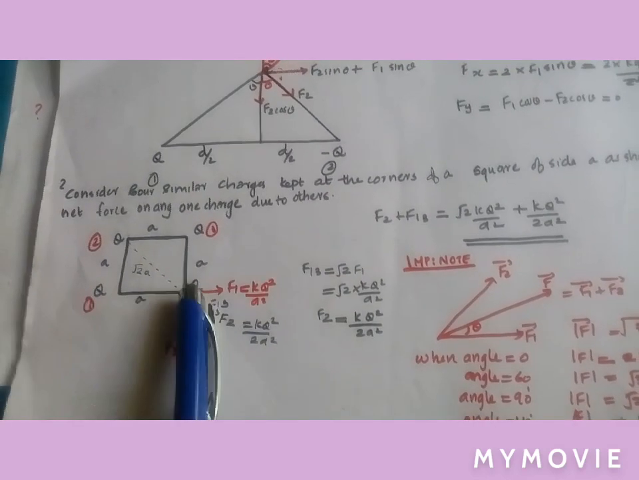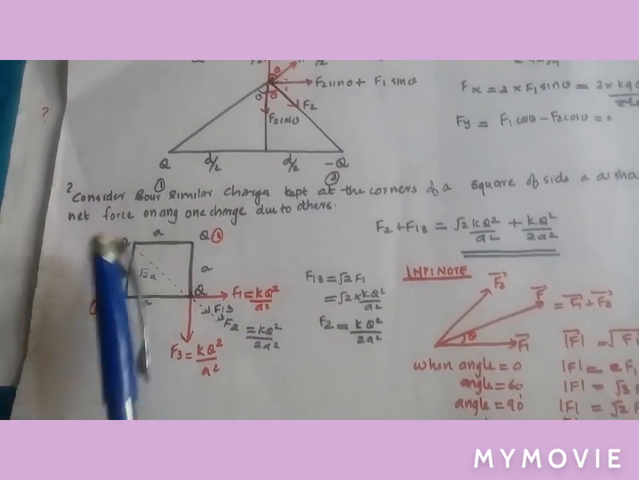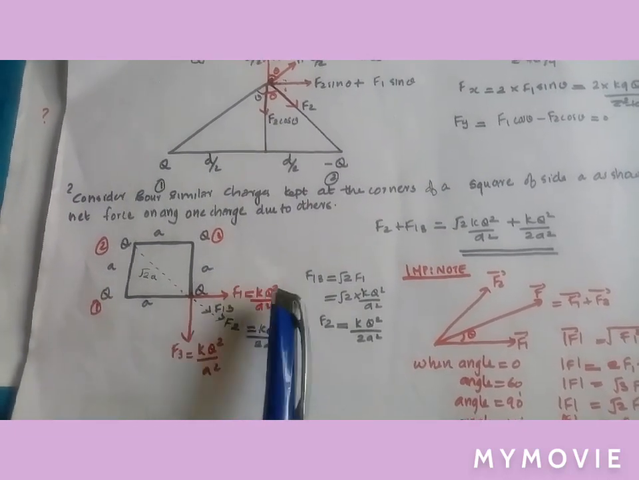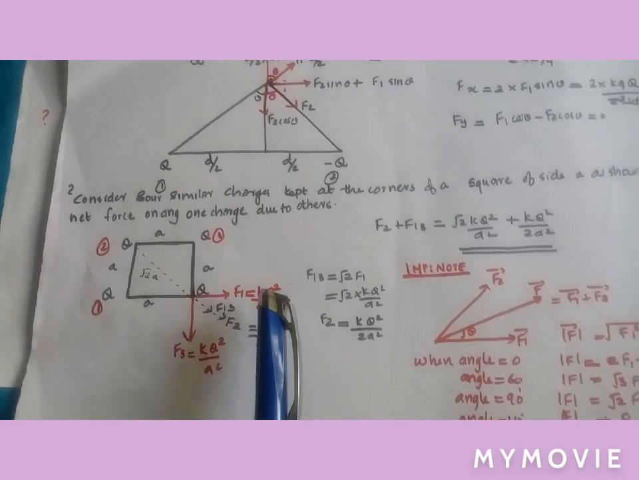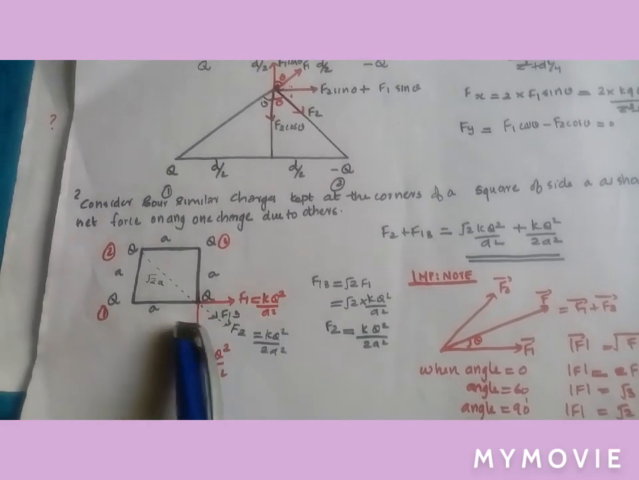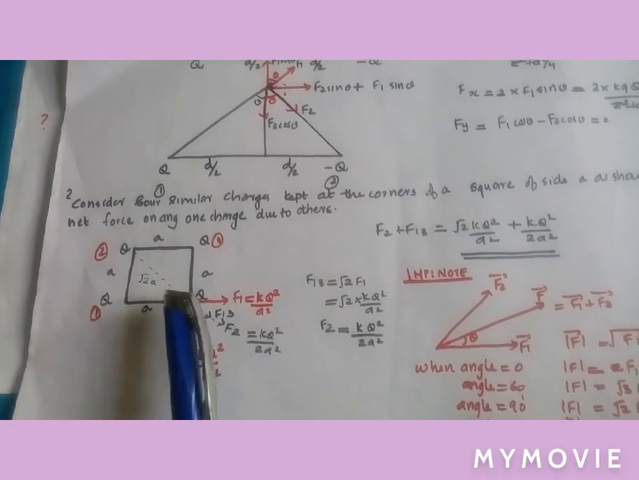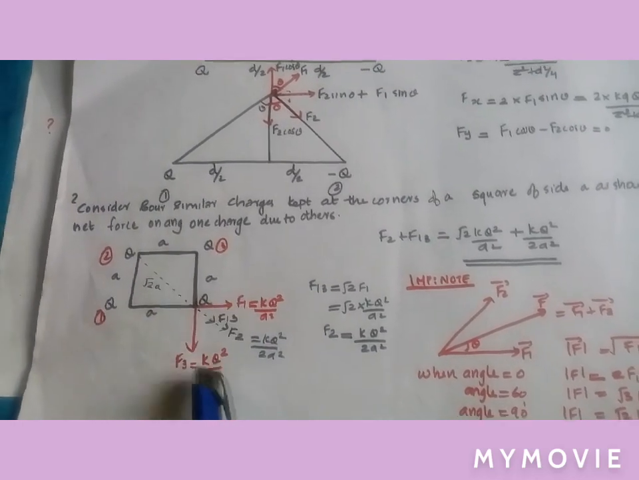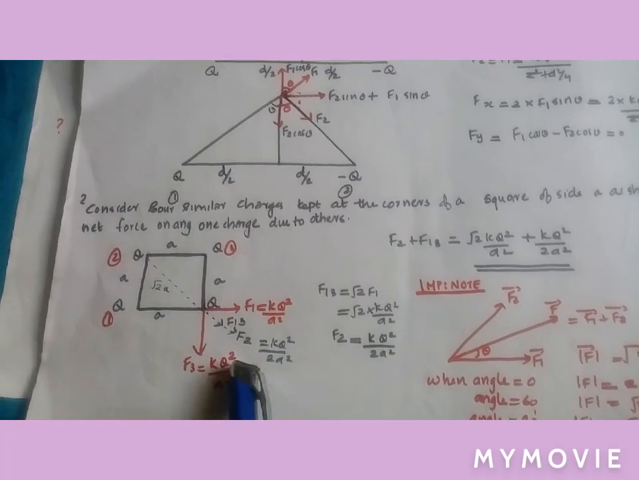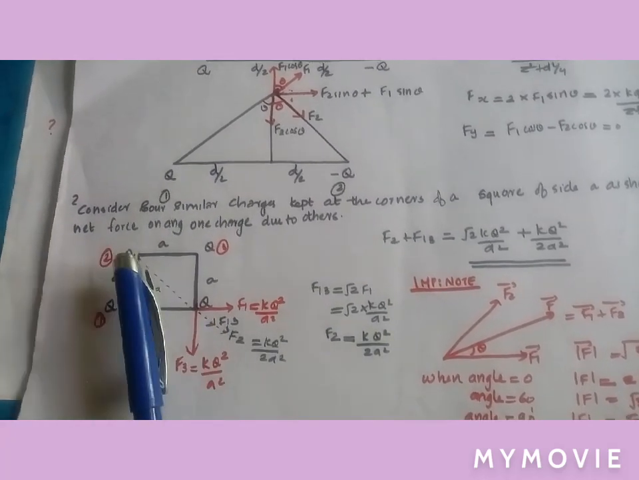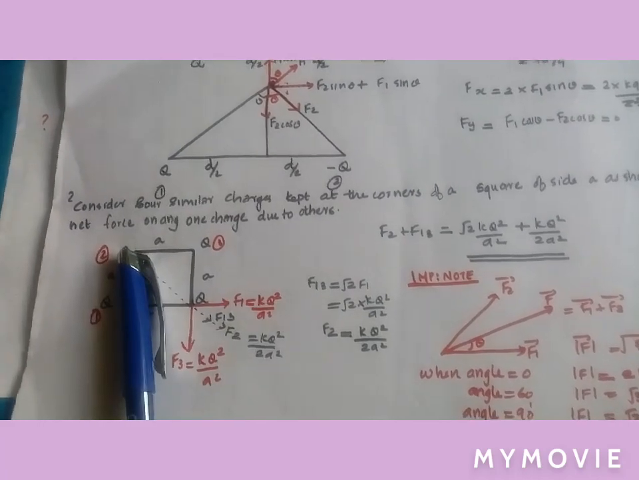We are considering the force here, so the charges are numbered 1, 2, 3. We first find the force due to the first charge: F is equal to kQ square by a square, because we know the Coulomb force is proportional to the product of charges and inversely proportional to the square of the distance, that is kQ square by a square. And due to the third charge, that is also repulsion, so kQ square by a square, and the direction is like this, here also repulsion.